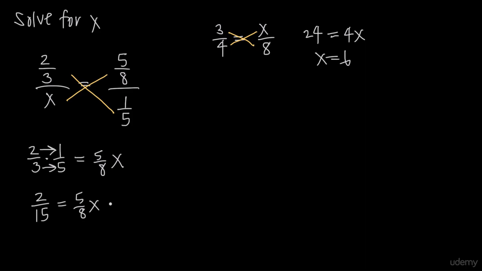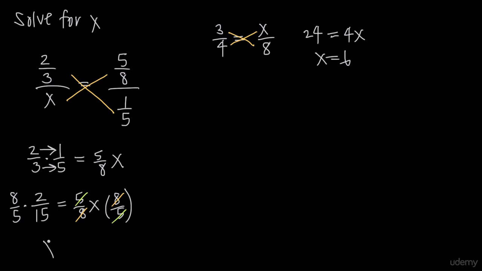Now we try to solve for x. If we multiply this right-hand side by 8 over 5, the reciprocal of 5/8, we're going to get the 8's in the numerator and denominator to cancel, and the 5's in the numerator and denominator to cancel, leaving us with just x. But of course, when we multiply one side by 8 over 5, we also have to multiply the other side by 8 over 5 in order to keep the equation balanced.